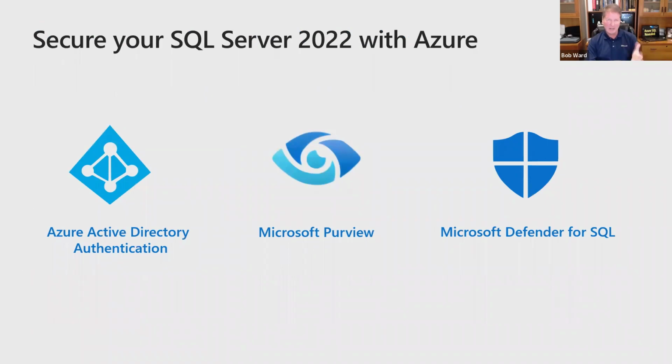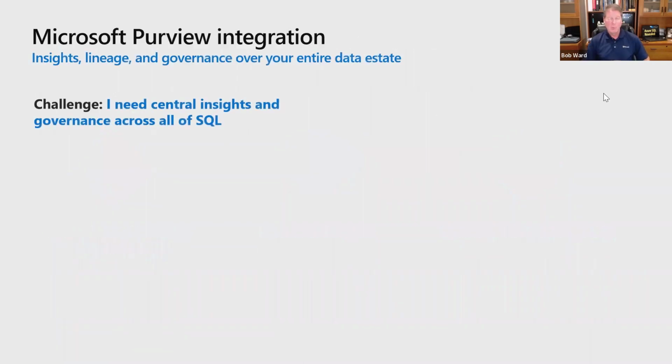Think about Azure Active Directory authentication giving you multi-factor authentication with SQL Server. Or we'll talk about Purview in a second, the ability to use AAD in a new and exciting way for something called access policies, or Defender for SQL to do vulnerability assessments and threat protection. So what about Purview? Well, here's an interesting insight or a challenge. You want to get central insights across a bunch of SQL servers, but what would really be nice is to do policies for authentication and authorization against a lot of SQL instances.